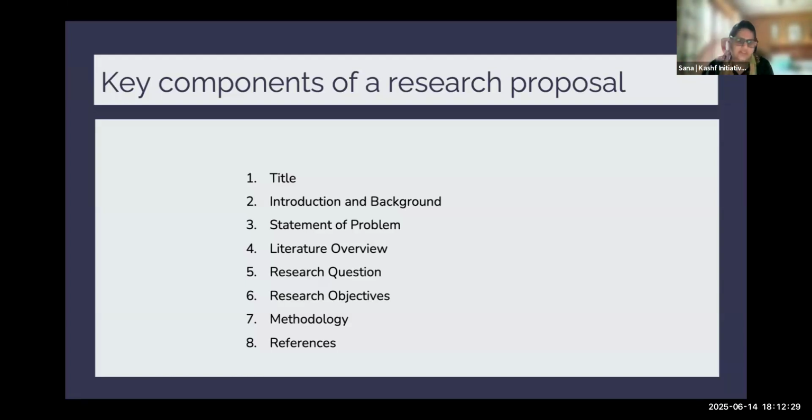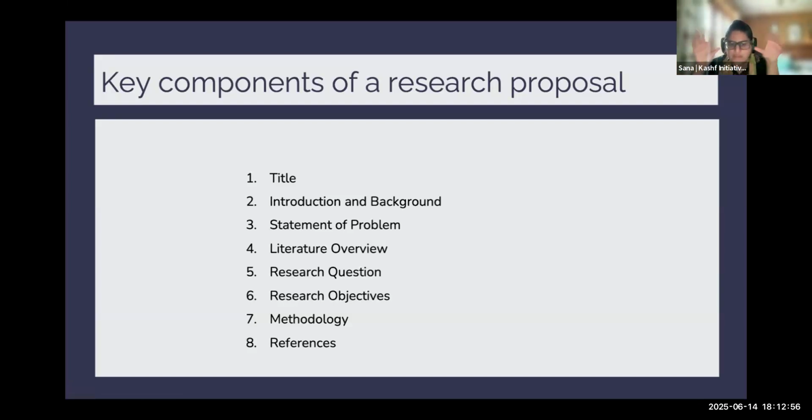We will come to it, but just to flag it: a statement of problem, which is also known as statement of subject, a literature overview, and we very consciously mention the term overview and not a review. We will come to that. Why is it so? Then a research question, research objectives. Sometimes only research questions are enough. You don't really put research objectives, but it's entirely up to you. A methodology, a section on methodology, definitely, and references.